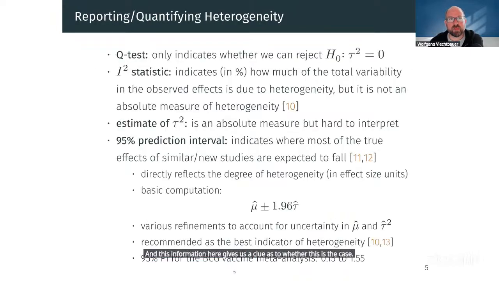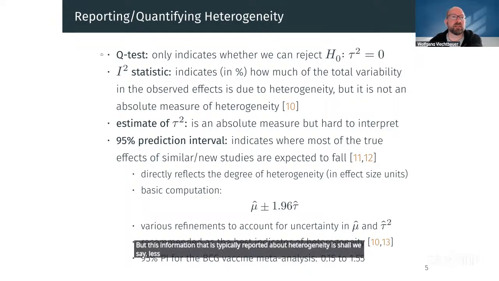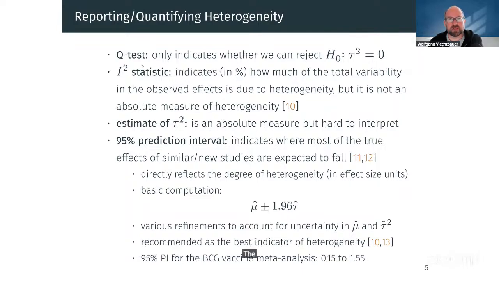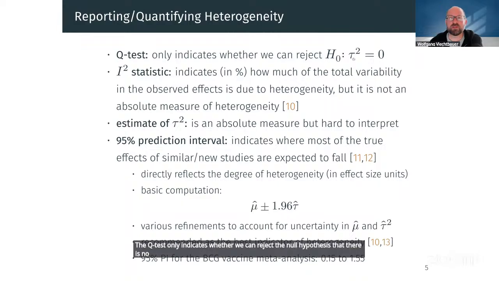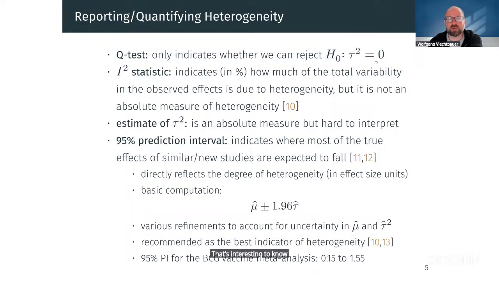But this information that is typically reported about heterogeneity is, shall we say, less than ideal. The Q-test only indicates whether we can reject the null hypothesis that there is no variance in the true effects, that the variance is zero. That's interesting to know or important to know, but it doesn't tell us how much heterogeneity there actually is.